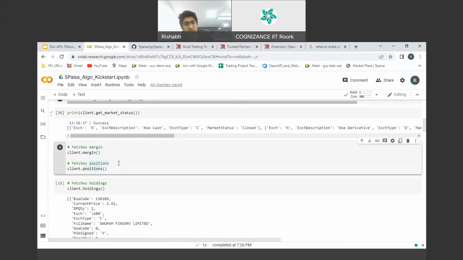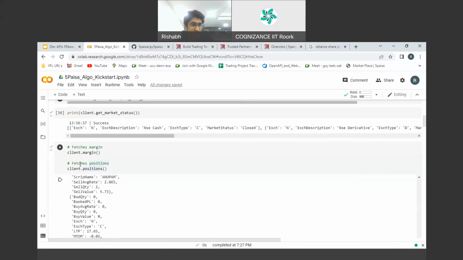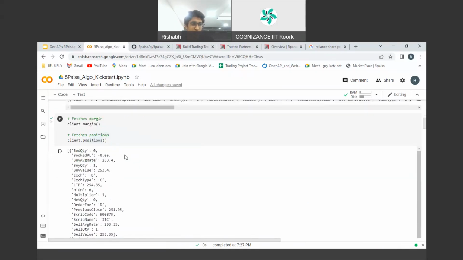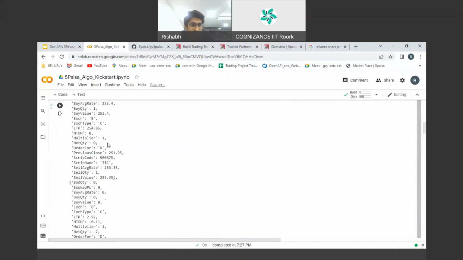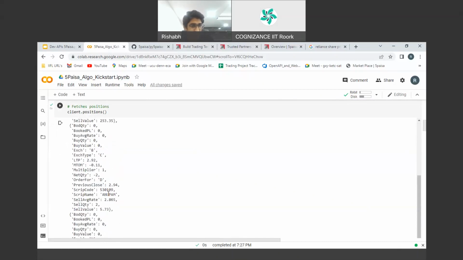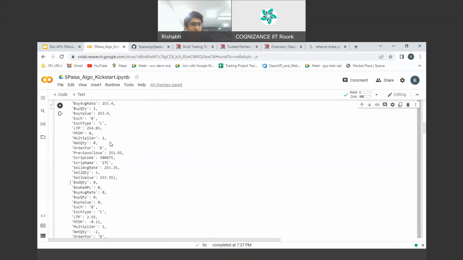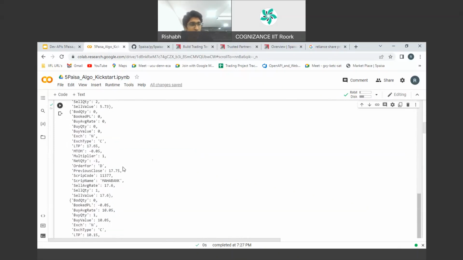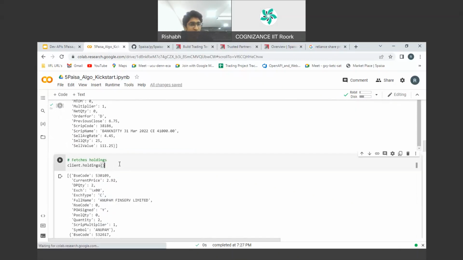If you want to see the margin and the position, you can execute this. So now I know that this is the position I have. I have some shares in ITC. How many shares do I have? I have one share in ITC. This stock Anupam, I have again some. I have -2, which means I have sold some shares in Anupam. So all these things we get to know from these APIs, easily.